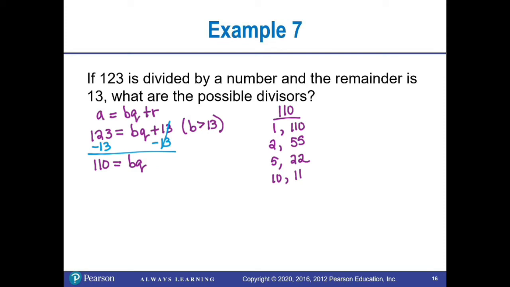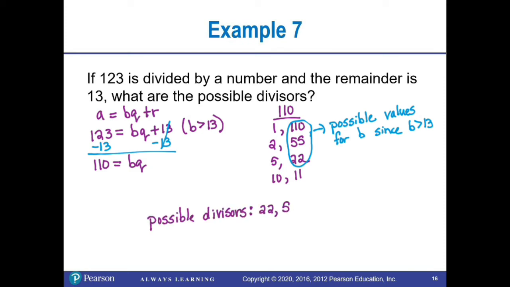Our divisor always has to be bigger than that remainder. So that tells me that my possible divisors will be 110, 55, and 22 because they have to be bigger than that remainder of 13. And so my answer here, my possible divisors, are 22, 55, and 110.